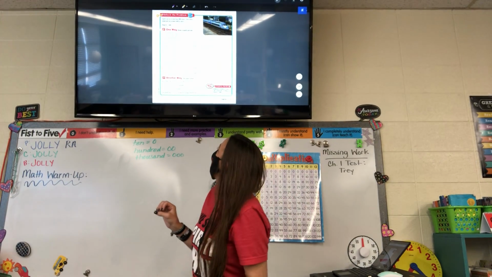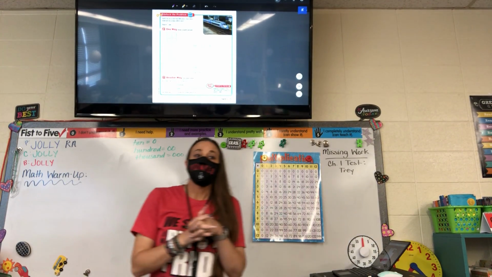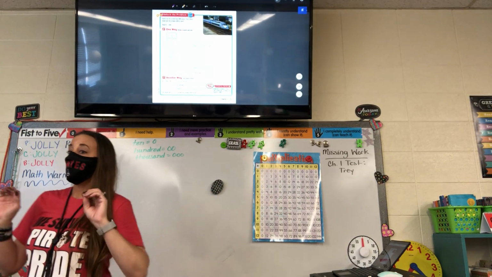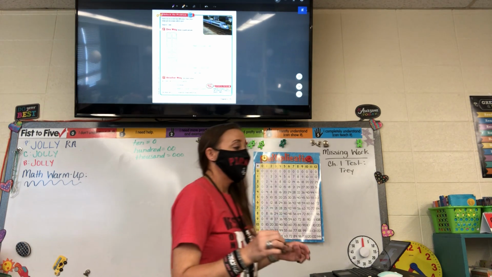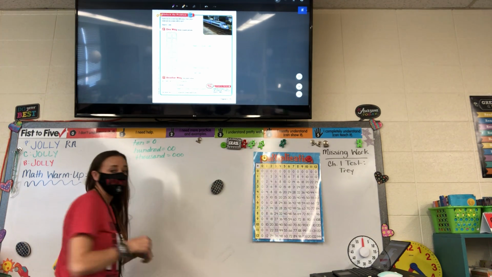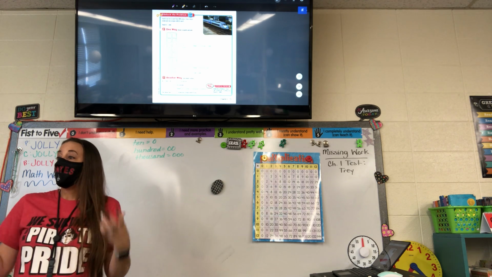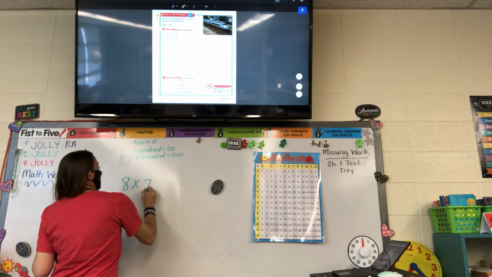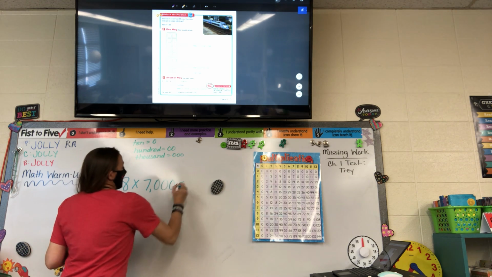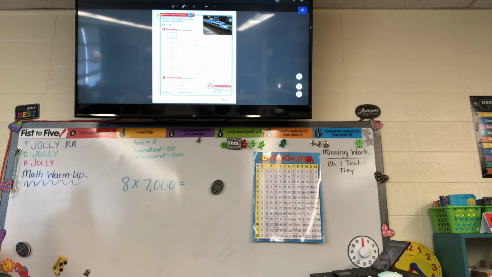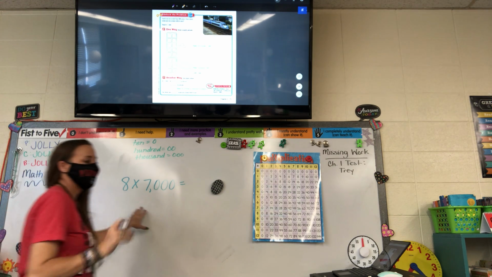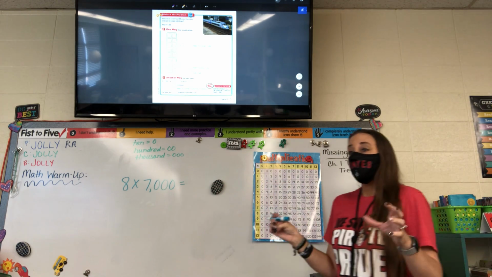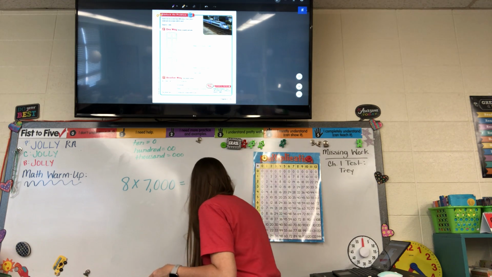Okay, today we're going to be multiplying by tens, hundreds, and thousands. And this is really, really easy. I'm going to give you an example of what you're going to be able to do by the end of today. You're going to be able to do this problem in about 30 seconds. By the end of today, you'll be able to do that no problem. Some of you may already know how to do that, and that's fantastic, but that's what we're learning today.